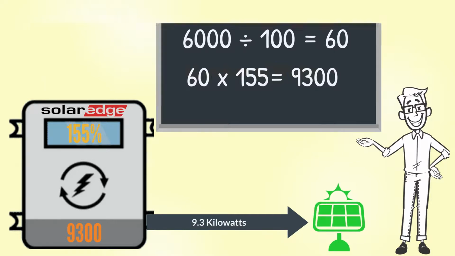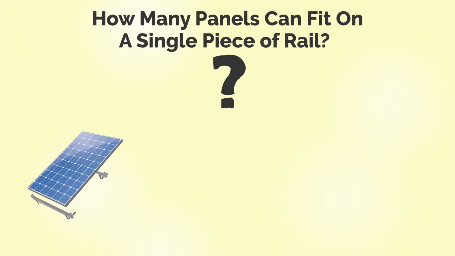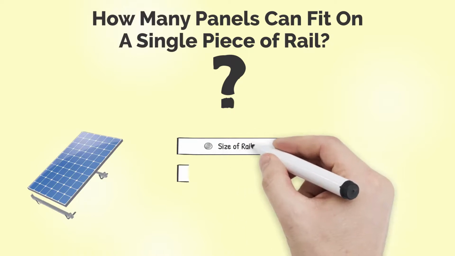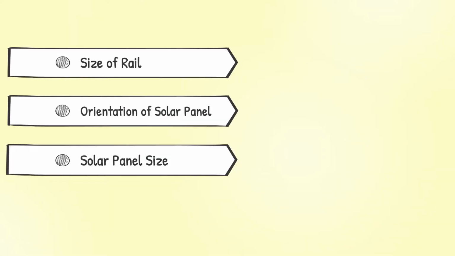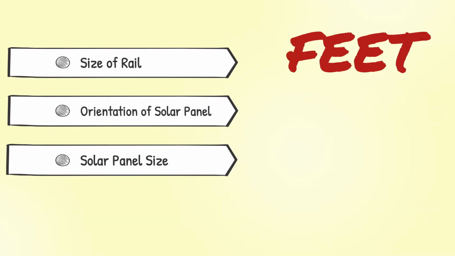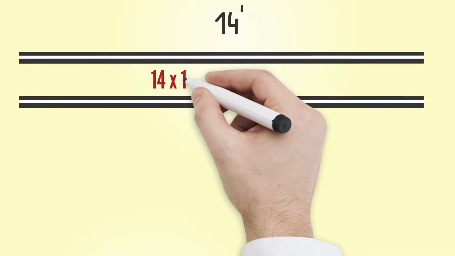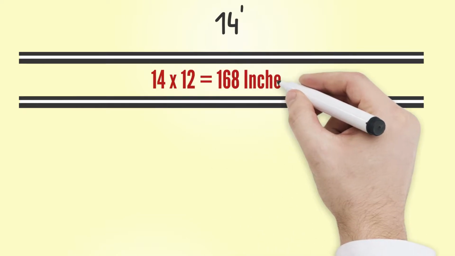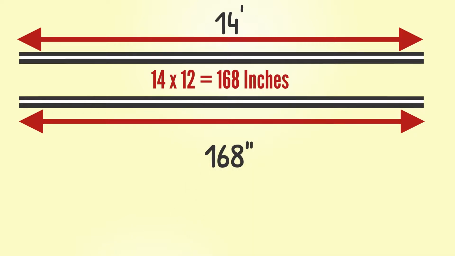Another frequently asked question is how many panels can fit on a single piece of rail. In order to determine this, you must know the size of rail, the orientation of the solar panel, and the solar panel size. Rail length is primarily calculated in feet, so the first thing you will have to do is convert feet into inches. If you have 14 feet of rail, you would multiply the number of feet of rail by 12 to determine inches. Therefore, a 14-foot piece of rail would be 168 inches.